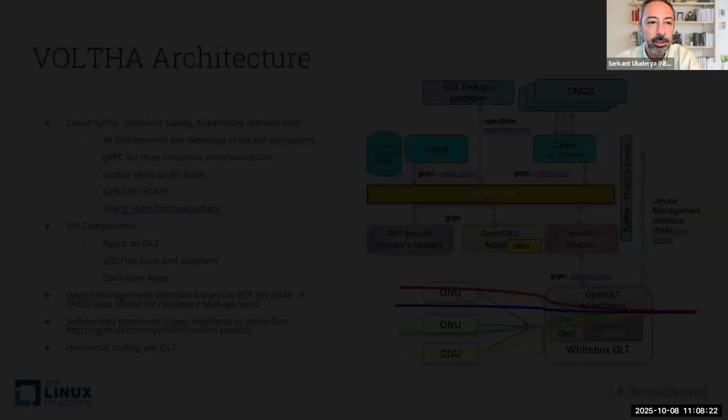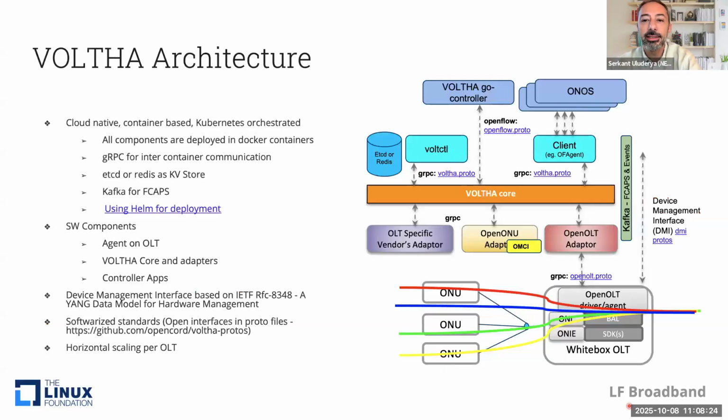Moving on to the next slide. So let's take a deeper look into the VOLTHA architecture itself. Starting from the top, you can see there are two SDN controllers. VOLTHA Go controller is introduced in the 2.12 release, and this is the last release that will release with ONOS.